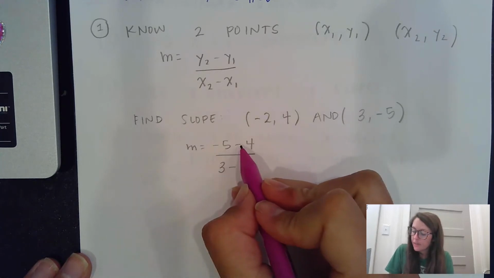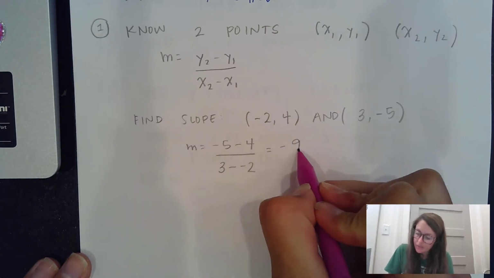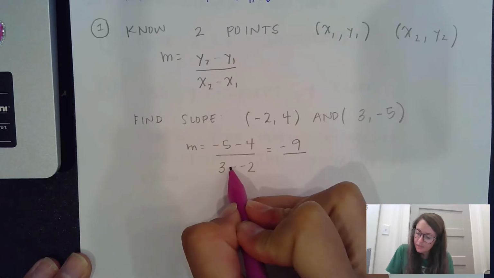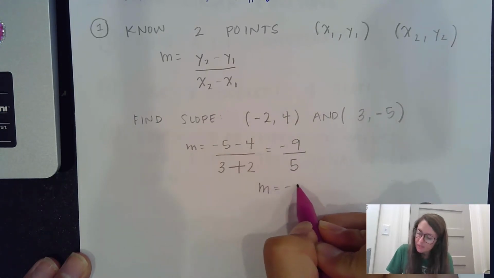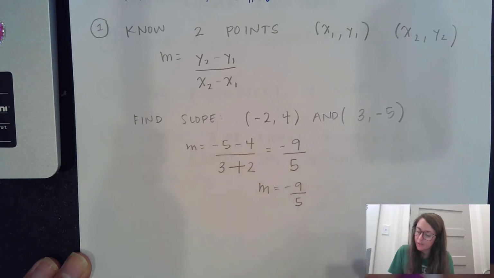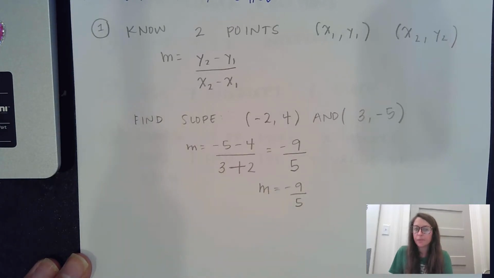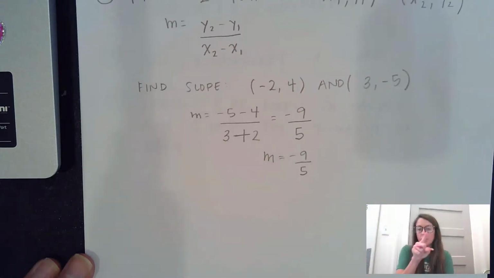So this is a -5 minus a 4, which is a -9, and then this is 3 minus a -2, which turns into a plus, which is going to be a 5. So my slope here is going to be -9 over 5. Okay, so it's negative, so that means that it's going to be falling, right?